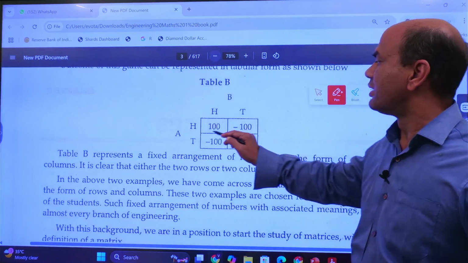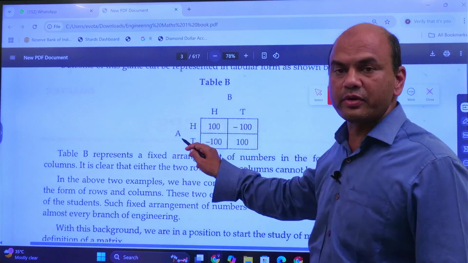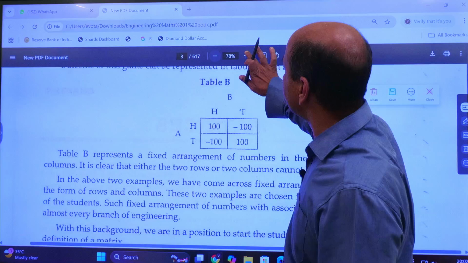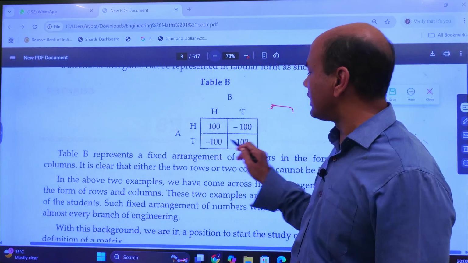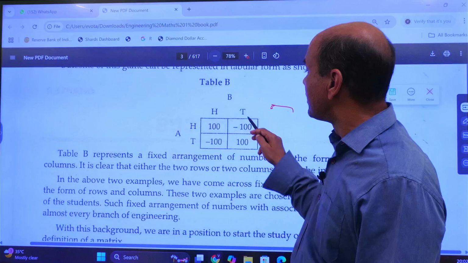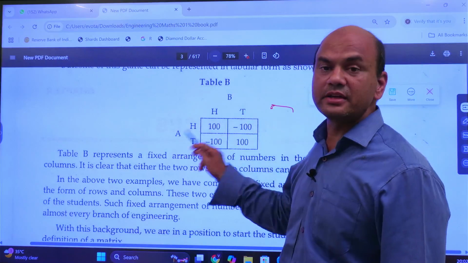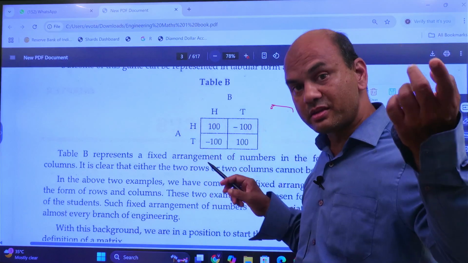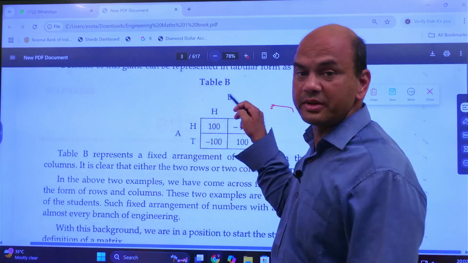A says head and head, so B will pay; it will be plus 100 for A. And tail and tail, again plus 100 for A. You are able to see this now? Second case, B: head and tail, so it is minus 100 for A and plus 100 for B. Similarly, tail and head, minus 100 for A, so plus 100 for B.